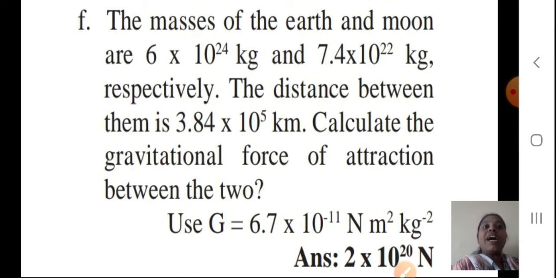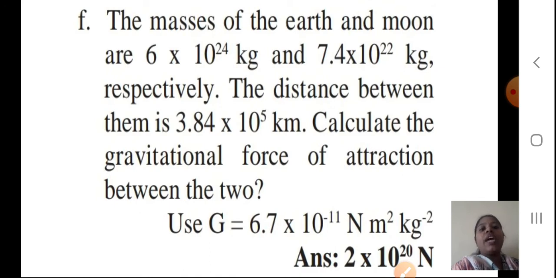So the masses of the earth and moon are 6 into 10 raised to 24 kg and 7.4 into 10 raised to 22 kg respectively. The masses of earth and moon are given to you. The distance between them is 3.84 into 10 raised to 5 kilometers. Distance between them is also given. Calculate the gravitational force of attraction between the two.